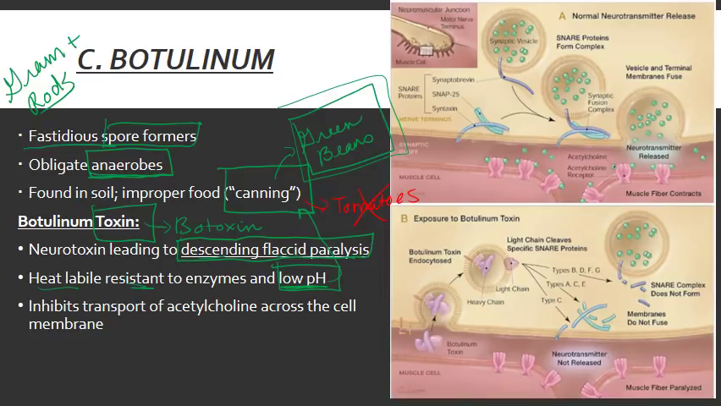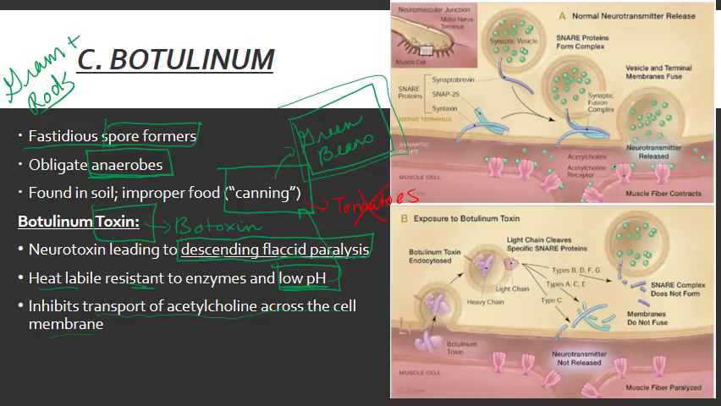So how does it actually work? Well, it works by basically inhibiting transport of acetylcholine across the cell membrane. And if you've already watched my myasthenia gravis video, we've already talked a little bit about the role of acetylcholine in normal muscle contraction.